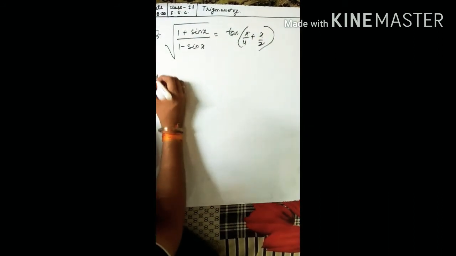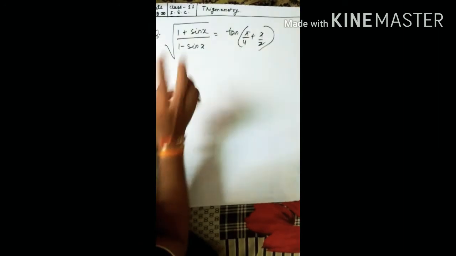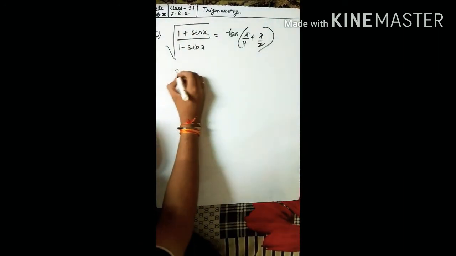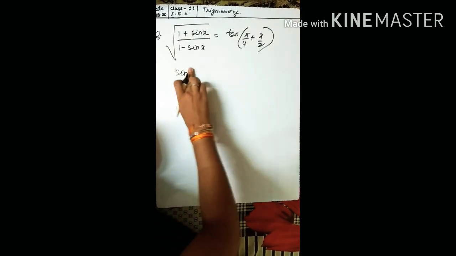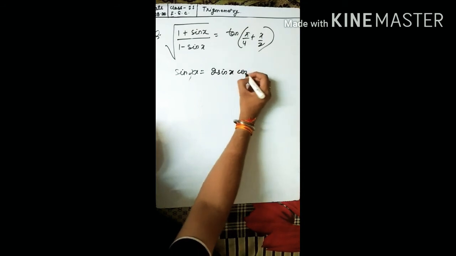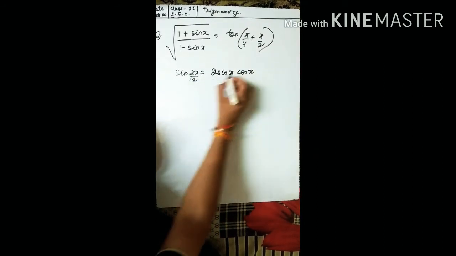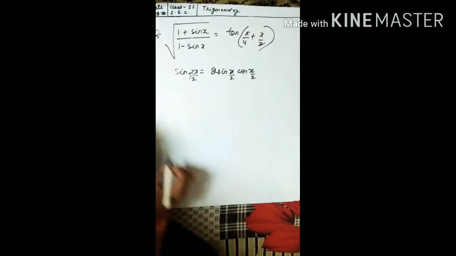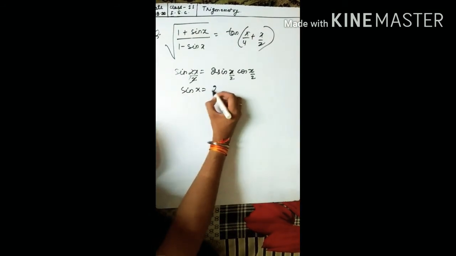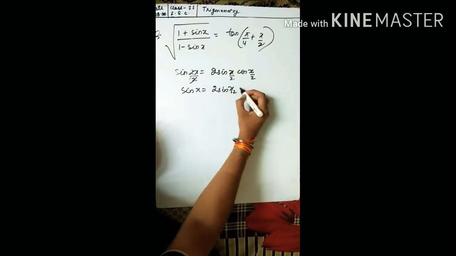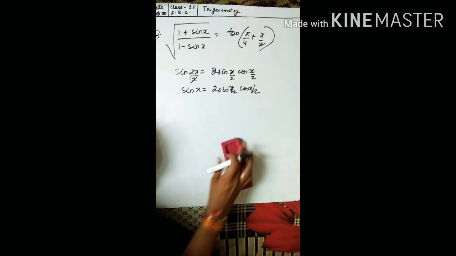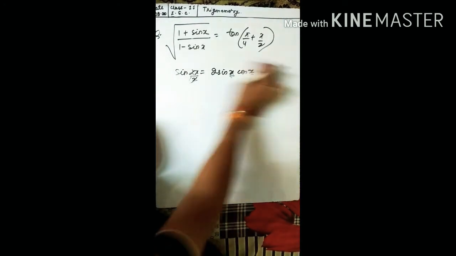The very first thing I'm doing is replacing this sin x using the half angle formula. As I told you, sin 2x is what? 2 sin x and cos x. So if I divide this angle, I need to divide this and this also by 2. So here sin x is 2 sin x by 2 and cos x by 2, which we already discussed. I told you the half angle formula already.